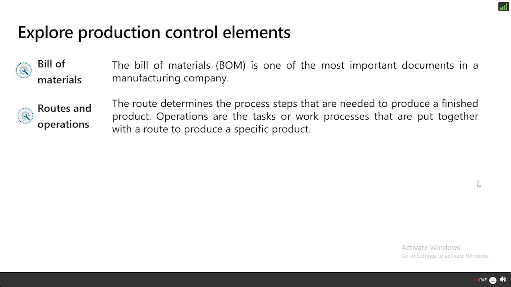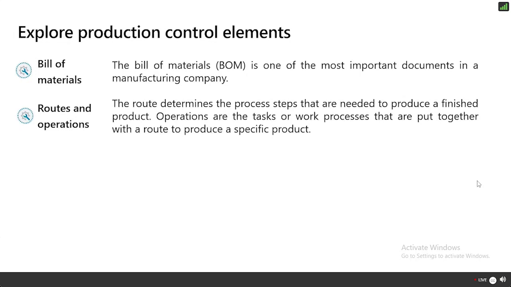So the bill of materials is going to define the materials that are needed. The resource defines where the item is produced, and then the route is going to determine the sequence of events to build that finished product. And then the last thing that we have is the operations. And these are going to be the tasks or the work processes that are being put together with the route to basically produce a specific product.